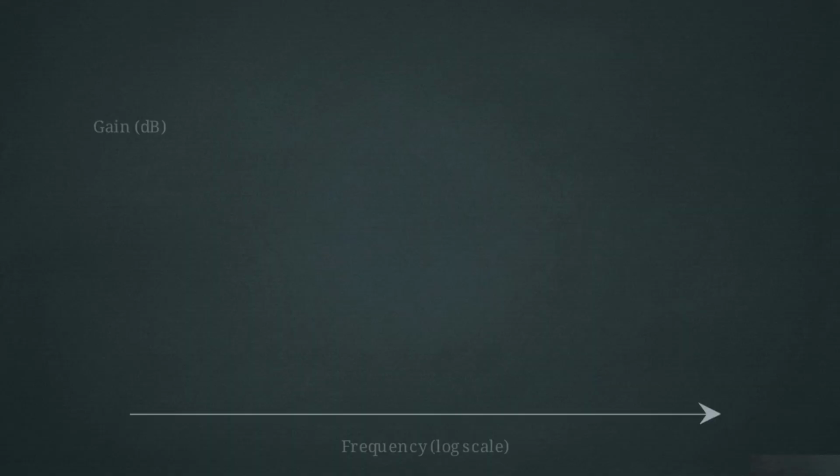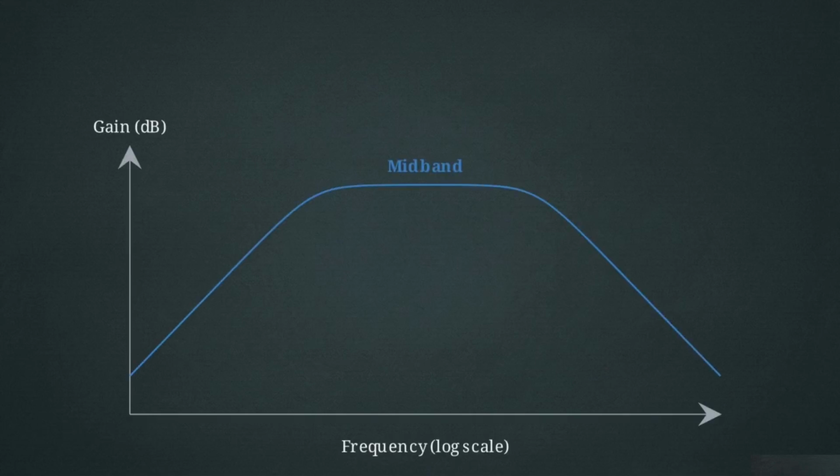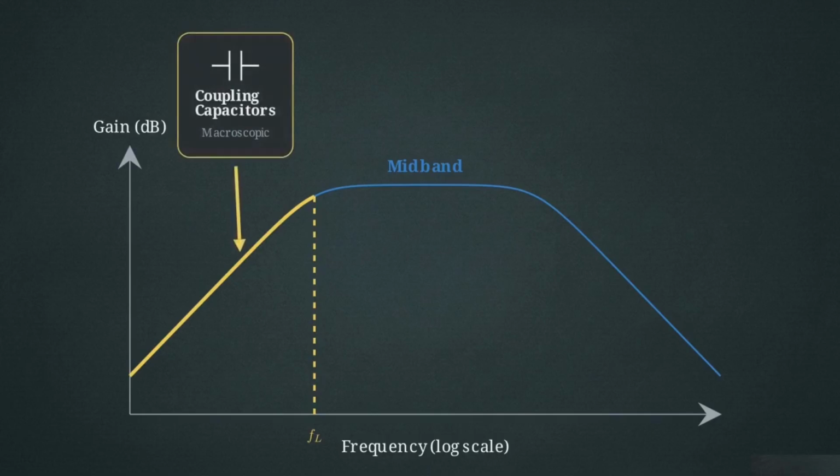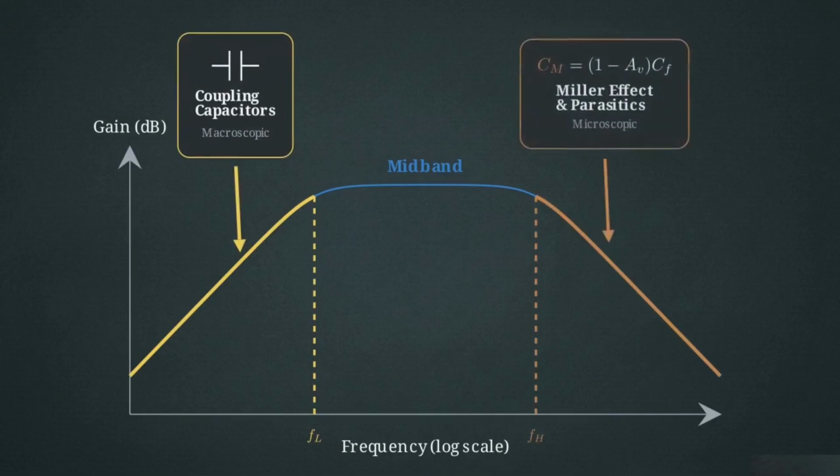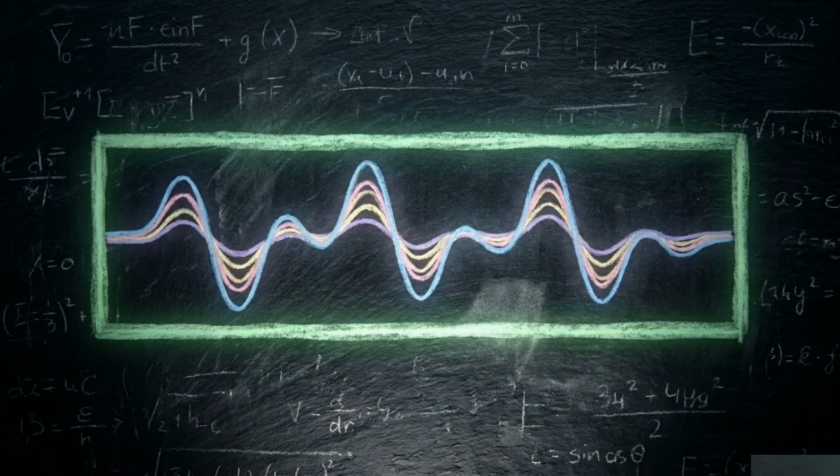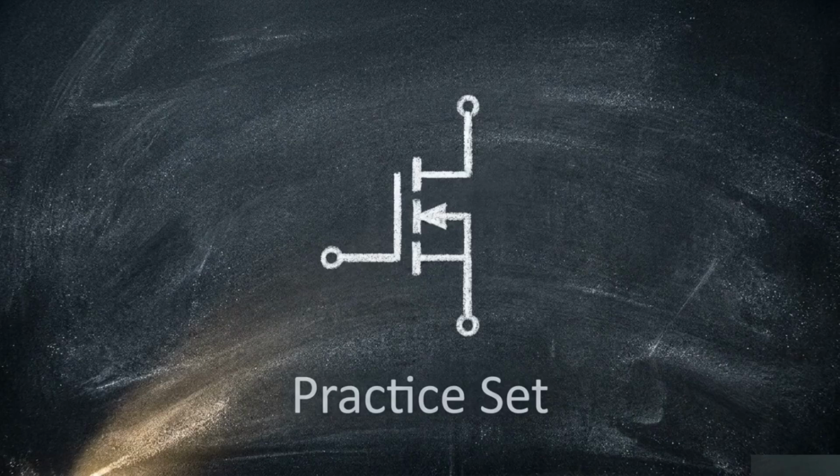The complete mental model relies on 2 specific mechanisms. Macroscopic, physical coupling capacitors dictate the low-frequency limit, while microscopic parasitic capacitors, multiplied by the Miller effect, dictate the high-frequency limit. Mastering how to calculate and manage these boundaries allows you to design circuits that hit the target midband without clipping the signal. Now, apply these formulas to the next problem set involving a common source FET amplifier.